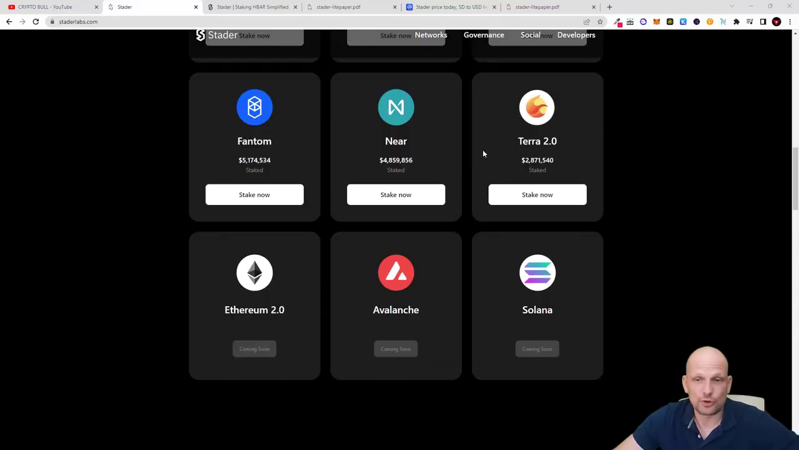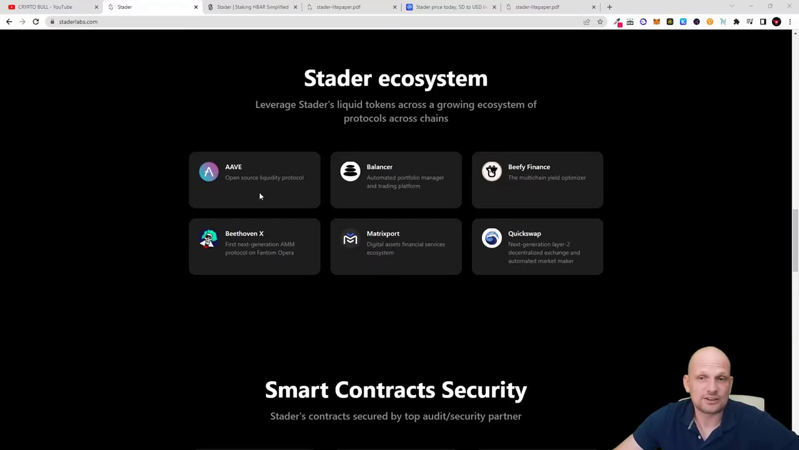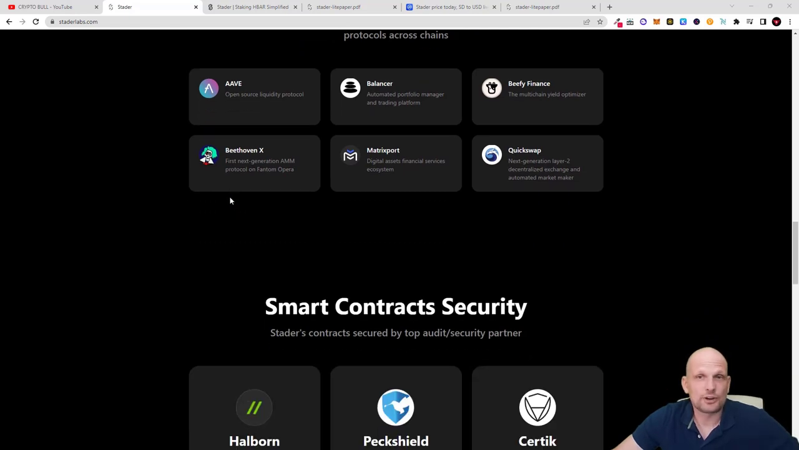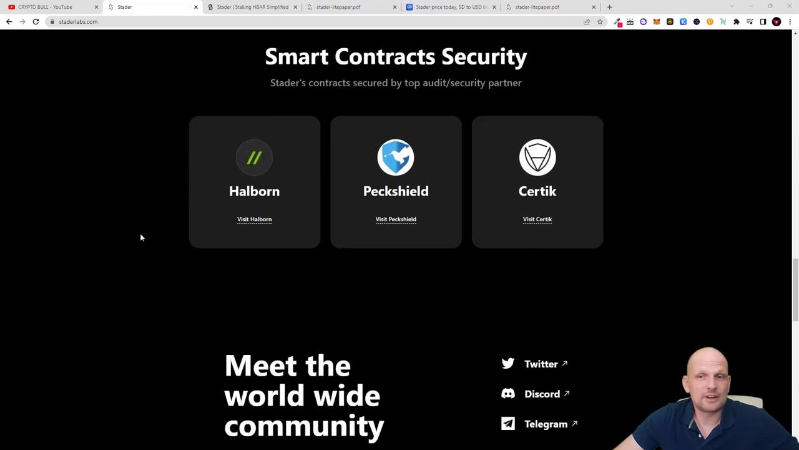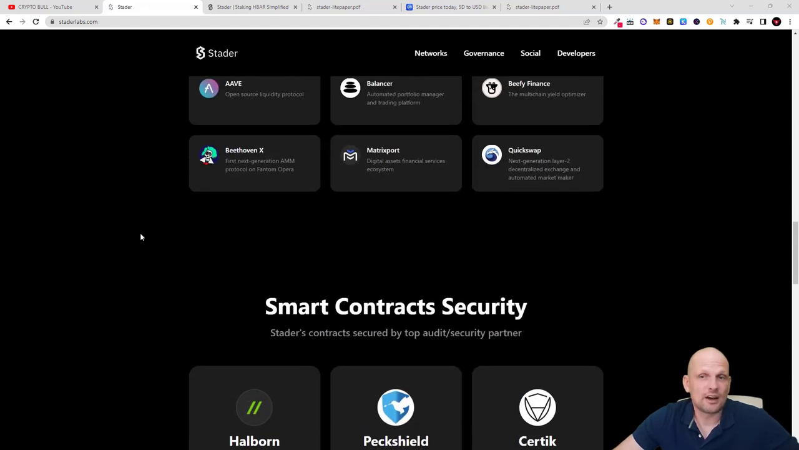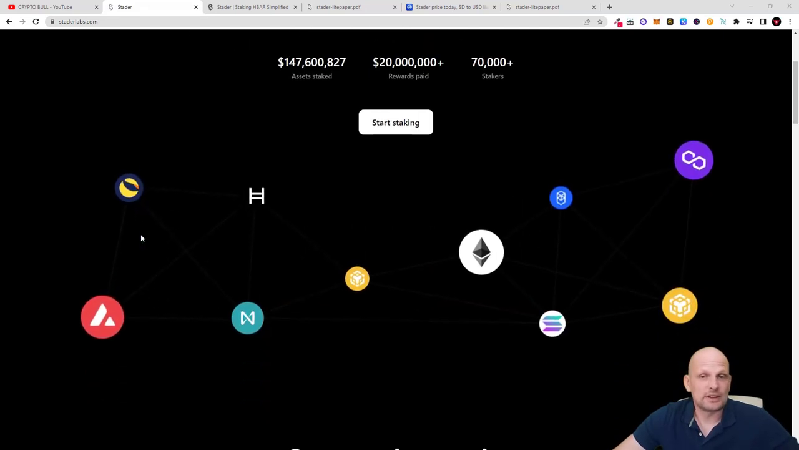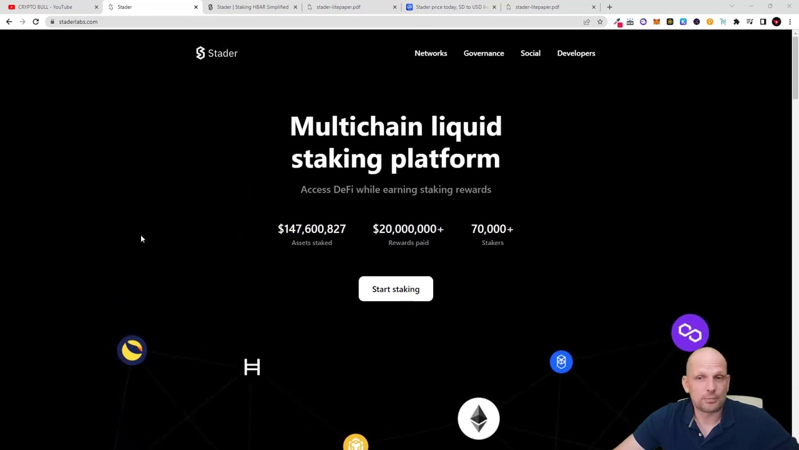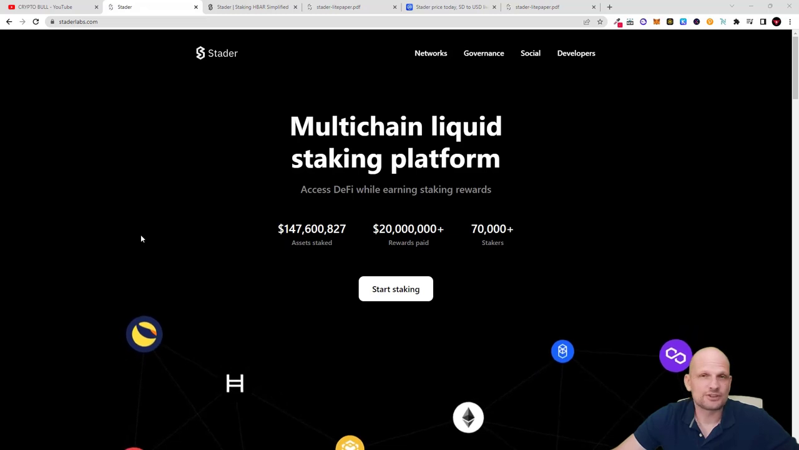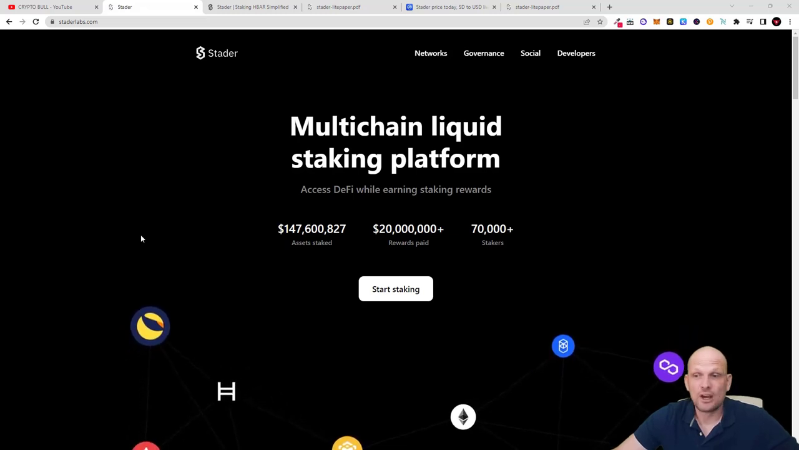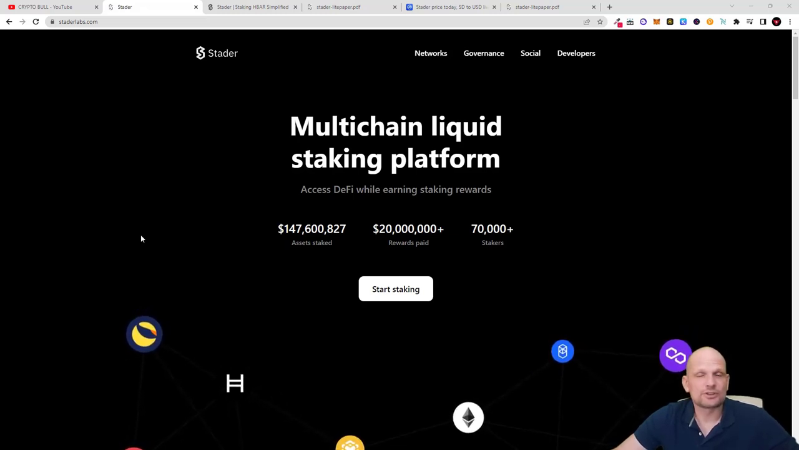So yes, in my opinion, this is a very interesting project. It is supported by huge crypto funds like Pantera and Coinbase Ventures, and in my opinion, currently this project is very underrated. That's why I'm also keeping my eye on Stader protocol, because I believe this could absolutely explode when the next bull market comes, guys. So yes, this was my quick review of Stader protocol, a multi-chain liquid staking platform.